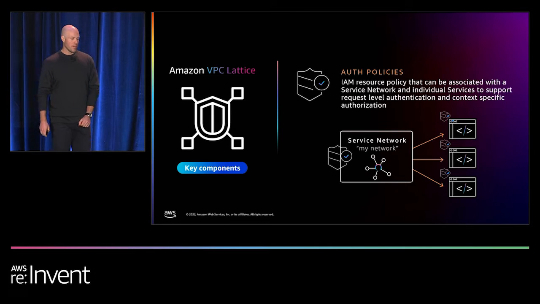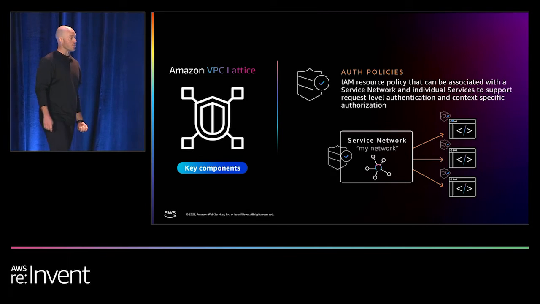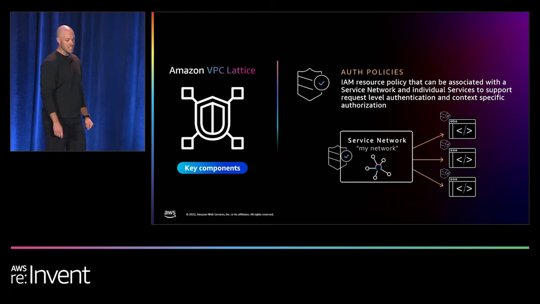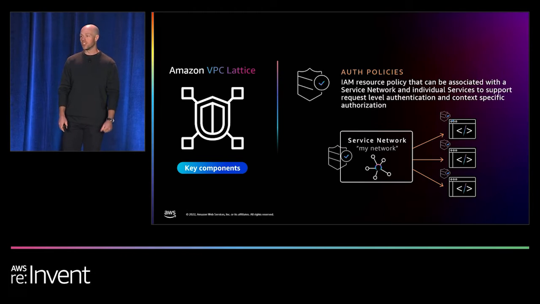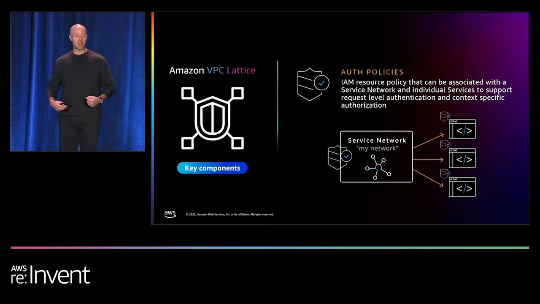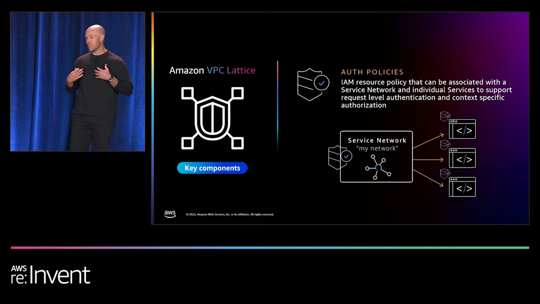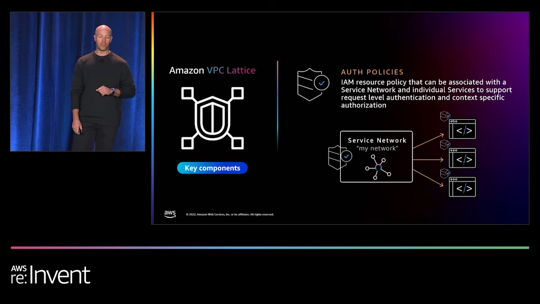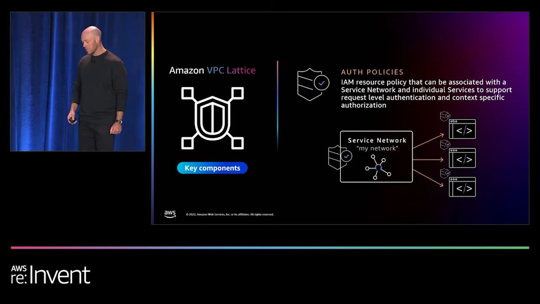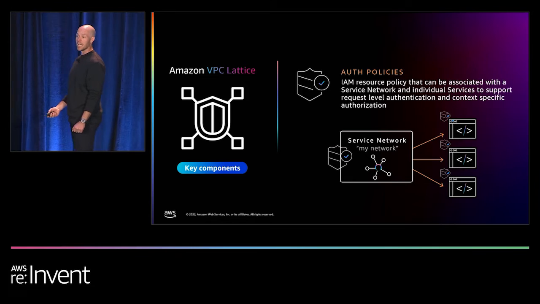The third component is auth policy. This is actually a really big feature that I would consider probably my favorite feature of this. I'm of the admin background. And this is how you are going to enforce authentication and authorization. So with VPC Lattice, we've actually integrated with AWS IAM.